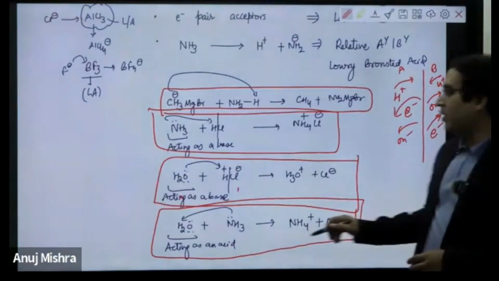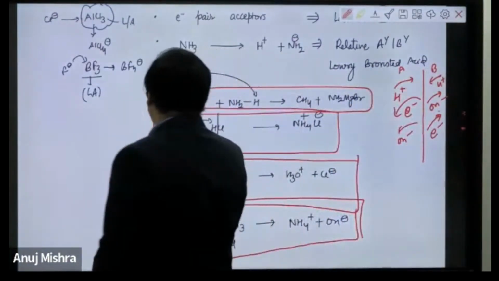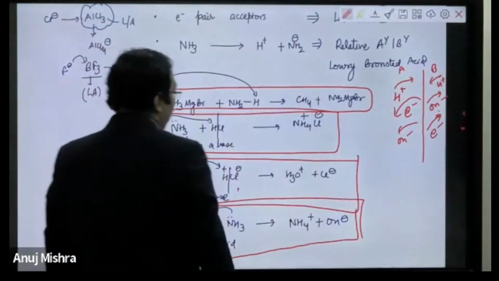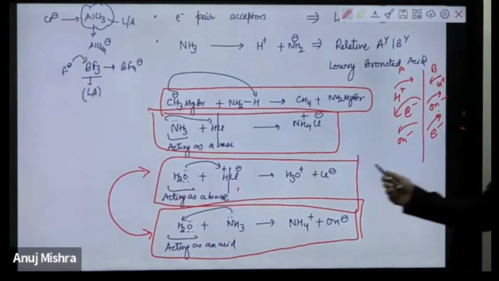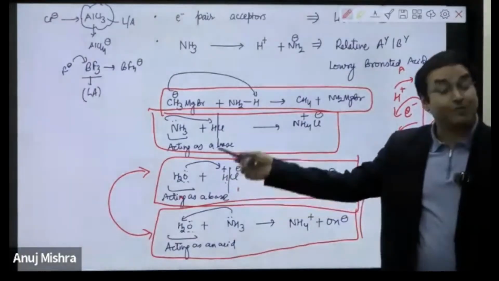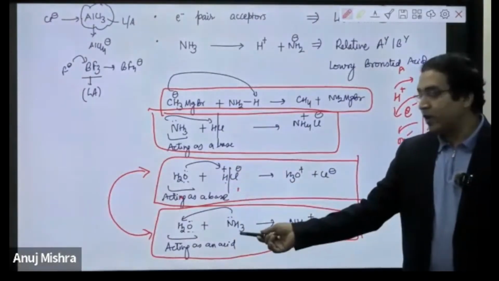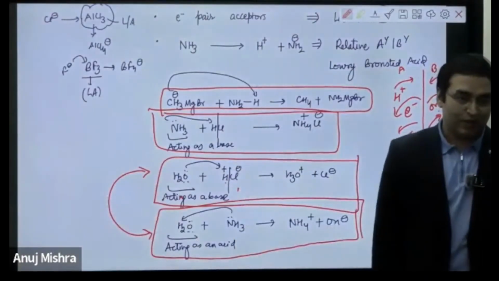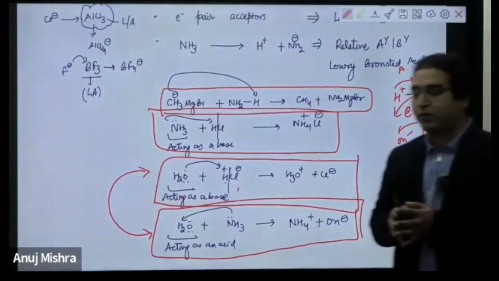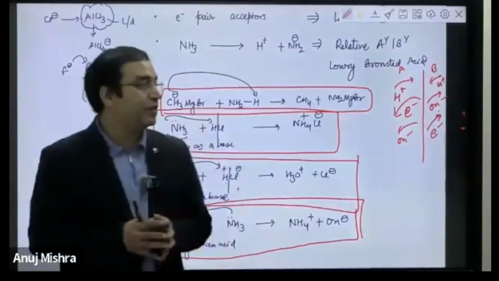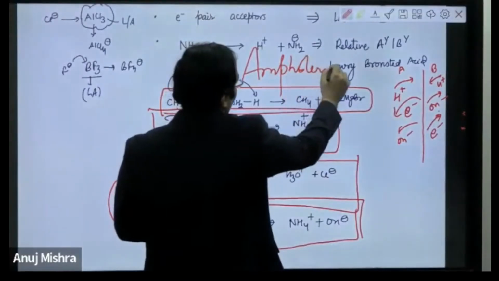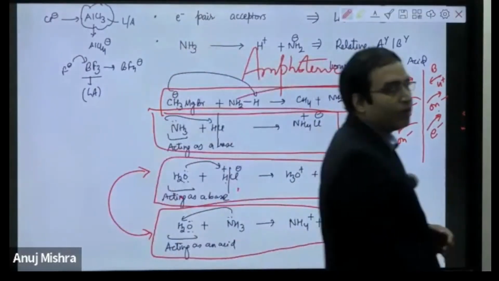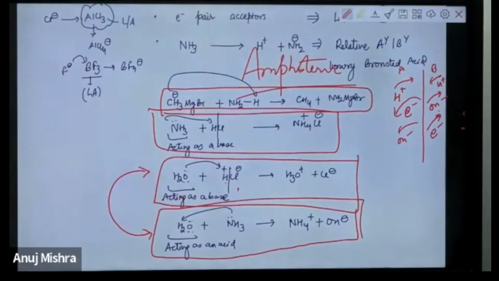So the same water with ammonia and the same water with HCl have different behaviour. In one case, when you bring HCl, it absorbs H plus. In the other case, when you bring ammonia, it gives H plus. What do we call this kind of species? Amphoteric. The word is amphoteric, as in it can take, it can give, either way it can.